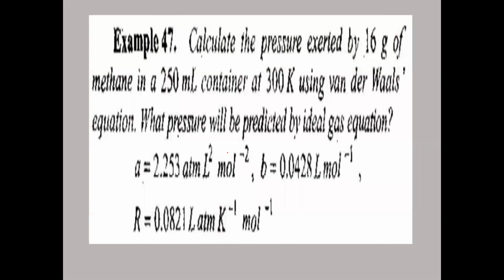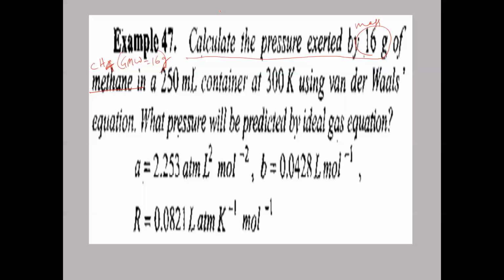Here, first example: calculate the pressure exerted by 16 grams of methane. Here mass is given, 16 grams. The methane formula is CH4. What is the gram molecular weight of methane? 16 gram per mole. That is the gram molecular weight of methane.